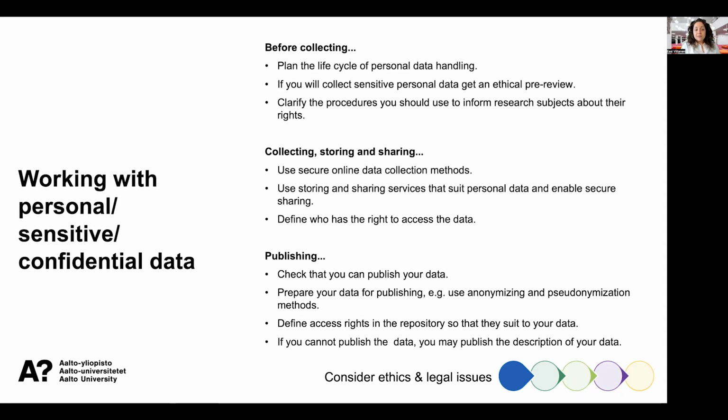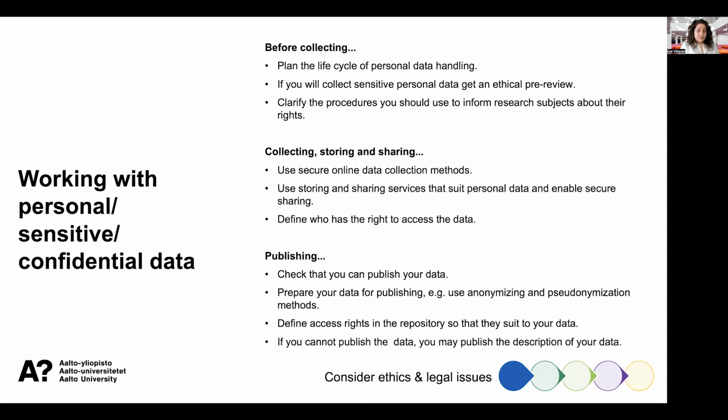And then when you're publishing, obviously check that you can publish your data. Prepare your data for publishing. This might be by anonymizing the data. If you are pseudonymizing, this means that it can be tracked back to the individual, but if you're anonymizing your data fully, it means that there's no way to trace the data back to the individual. And this is actually quite difficult to do. We have a very good session on this with the Aalto RDM webinars.